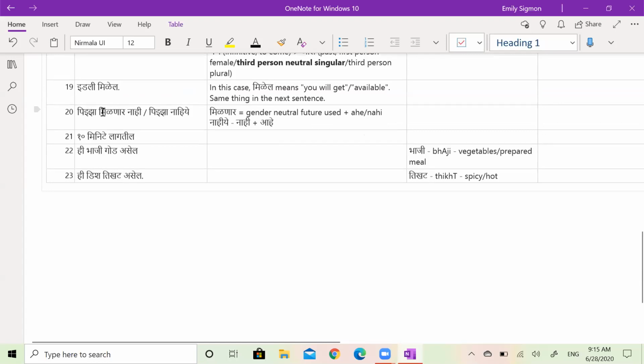Pizza milnar nahi, or pizza nahie. So this is the same thing as sangtoi from earlier, where nahi and aahe have been contracted to make nahie. So there is no pizza, or pizza is not available. So you will not get pizza.